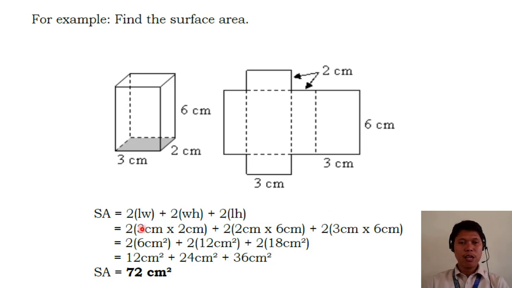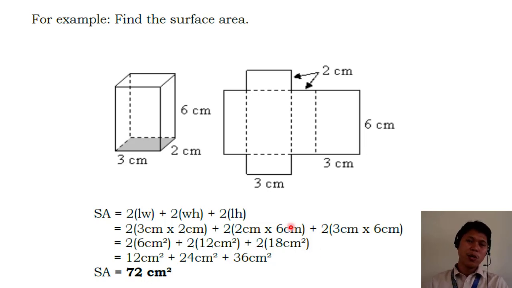And then 3 times 2 is 6. 2 times 6 is 12. And 3 times 6 is 18. And then 6 times 2 is 12. 12 times 2 is 24, and 18 times 2 is 36. 12 plus 24 plus 36 is equal to 72.